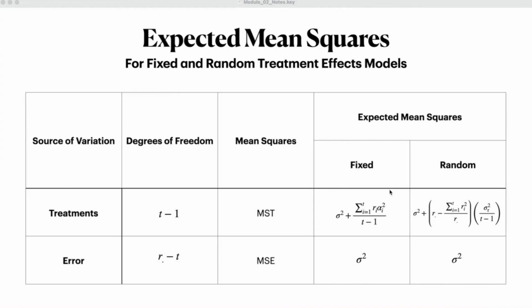Now let's turn our attention to the expected mean squares for the random effects model. In particular, let's look at the expected mean squares for treatments under a random effects model. Now, the expression for the expected mean square is different than it is under the fixed effects model, but it has the same characteristic in that its expected value is equal to sigma squared plus something that will be positive in some situations and then 0 in another situation.